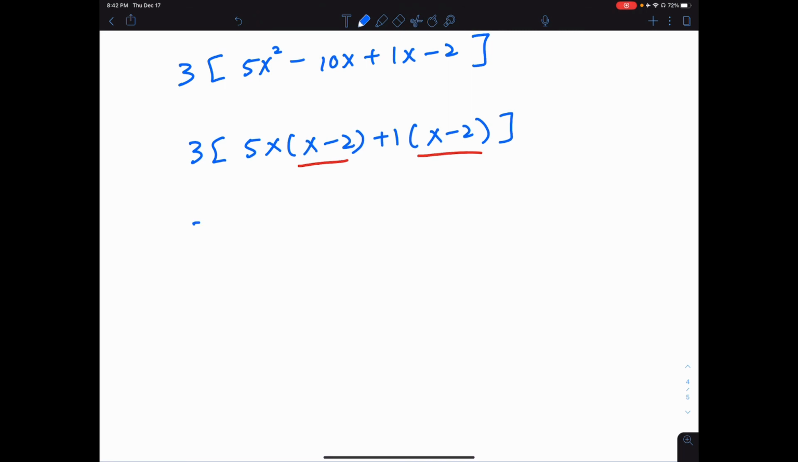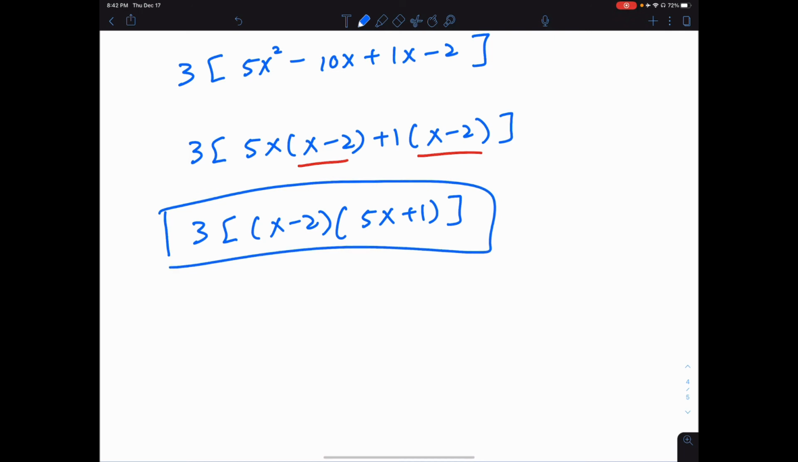So you can conclude with 3 bracket x minus 2, and the other bracket, we just get whatever's left, which is the 5x plus 1. And that will be your final answer.